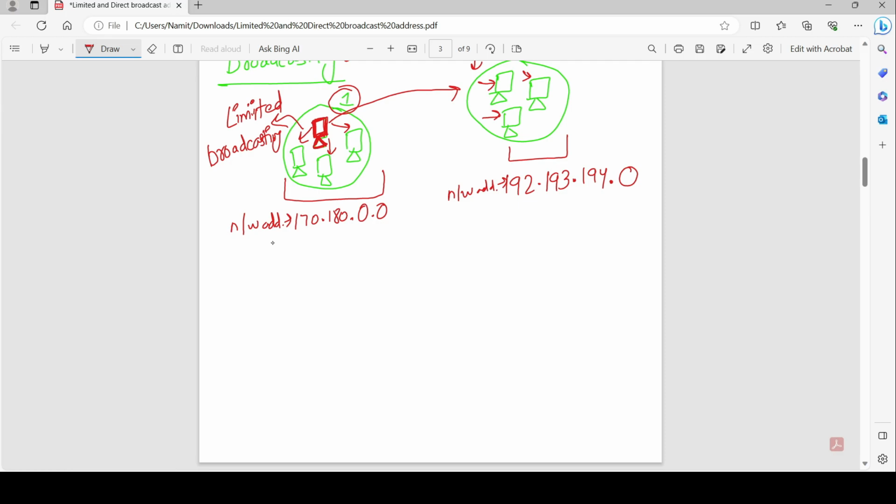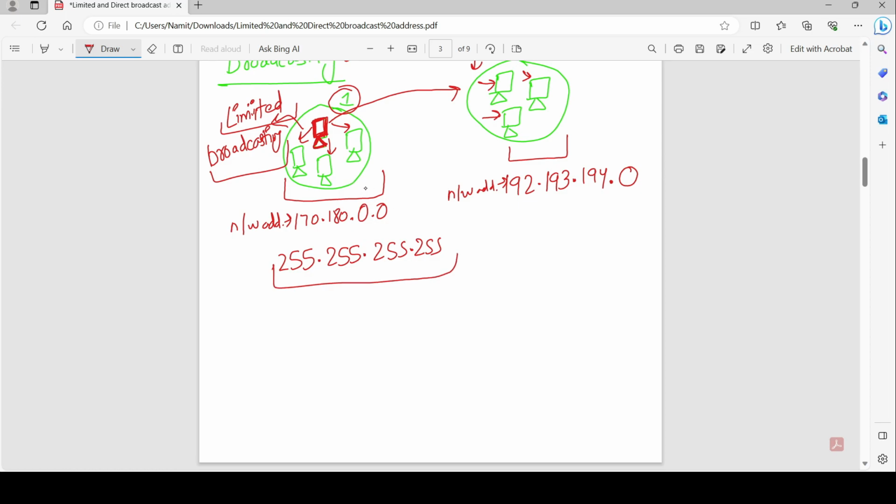Now, if any host of network 1 wants to communicate with all the hosts of network 1 itself, it is going to use limited broadcasting. And what is that limited broadcasting address? It is 255.255.255.255. Any doubt? This address has been reserved for that purpose.